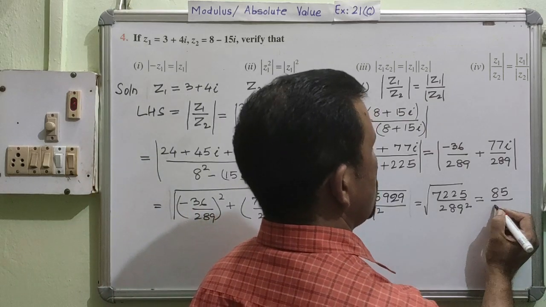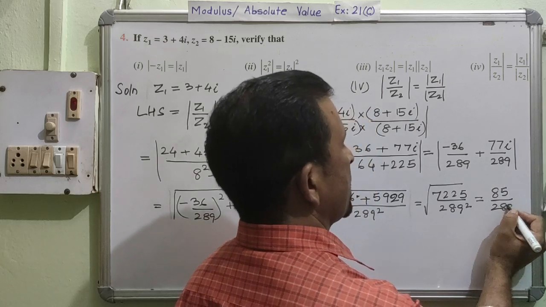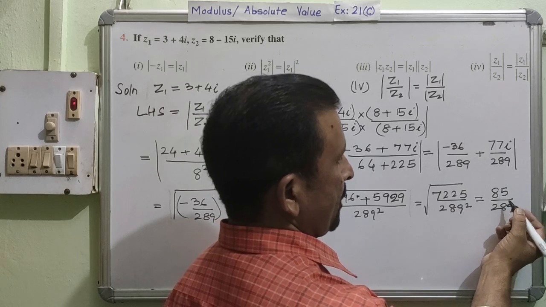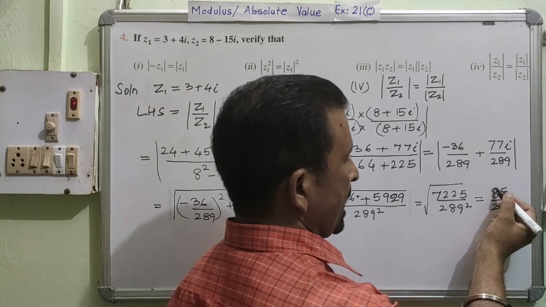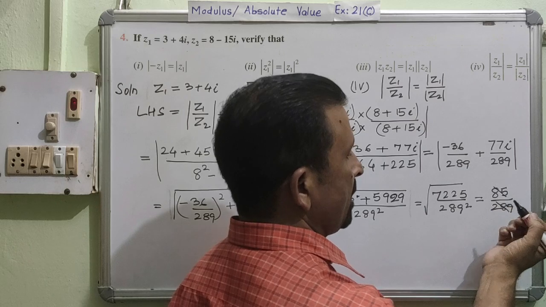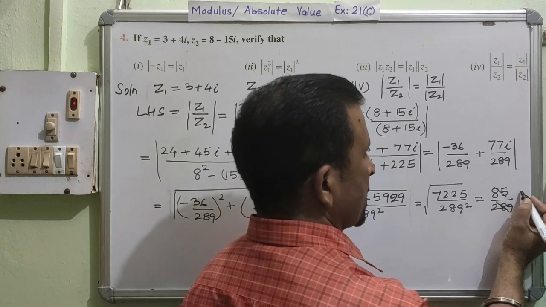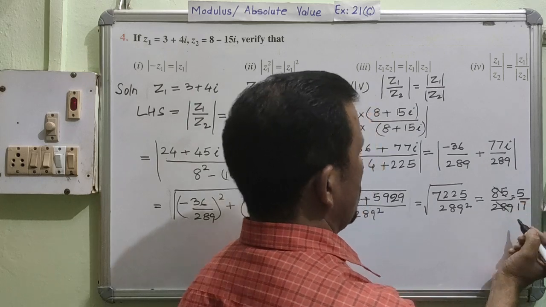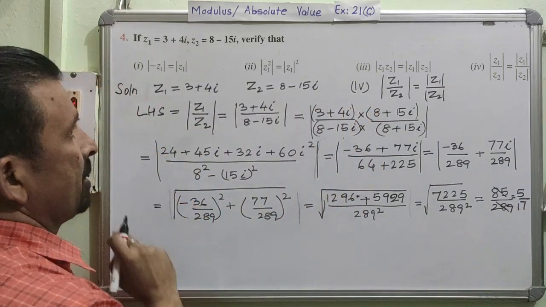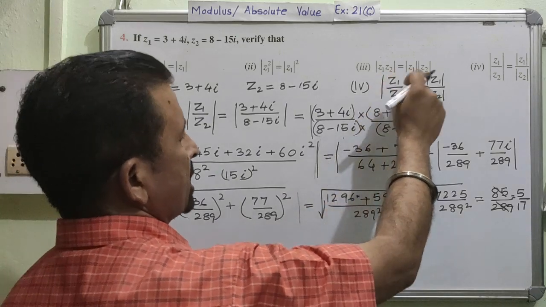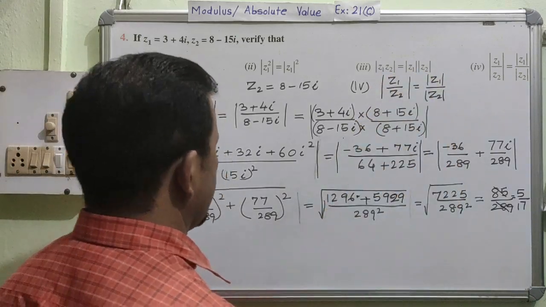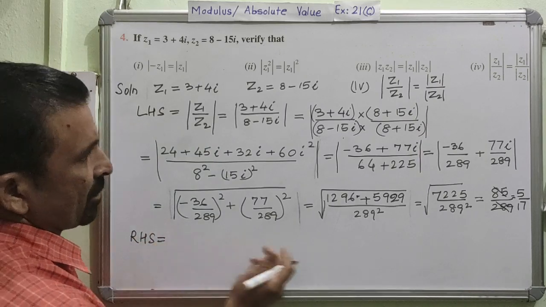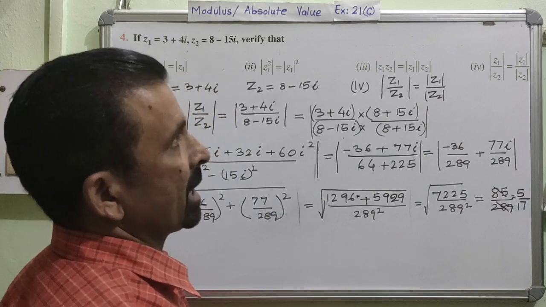And this is then 289, because in the denominator the square and the square root will cancel, so it will become 289. Further, this can be simplified. 17 times 5 is 85 and 17 times 17 is 289. So finally our answer for this part is 5 over 17. This is the value of our left hand side. Clear? Now further we are going to calculate the value of the right hand side. Let us hope and pray that we get the value of the right hand side also the same as 5 over 17.